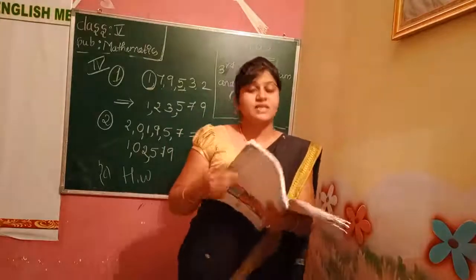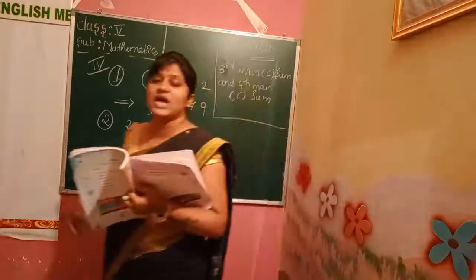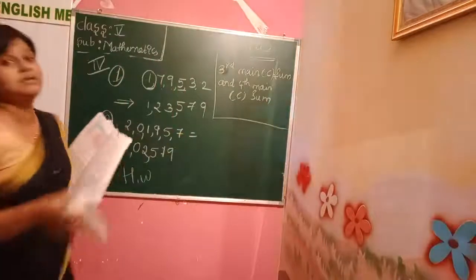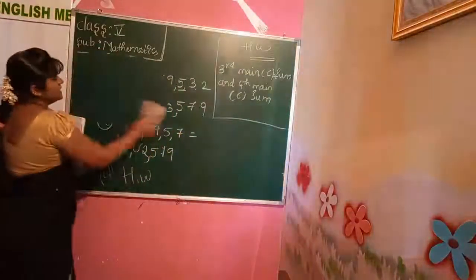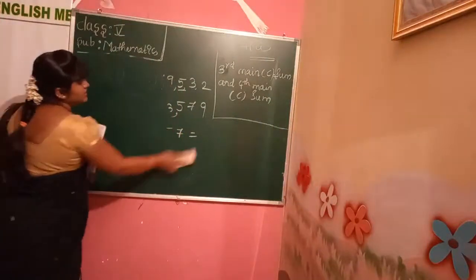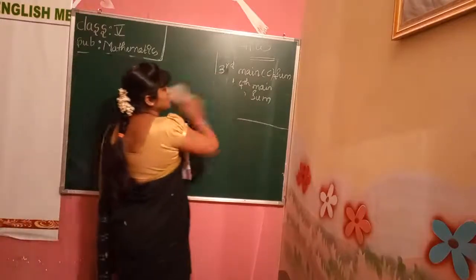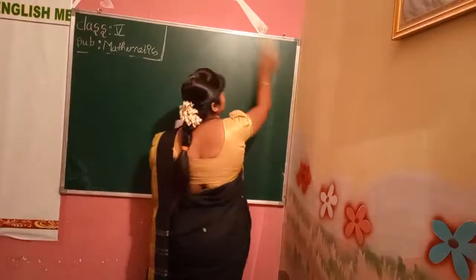Okay, the next one is the international place value chart. We did the Indian chart. Indian place value chart we did. Now we'll move on to the international place value chart.